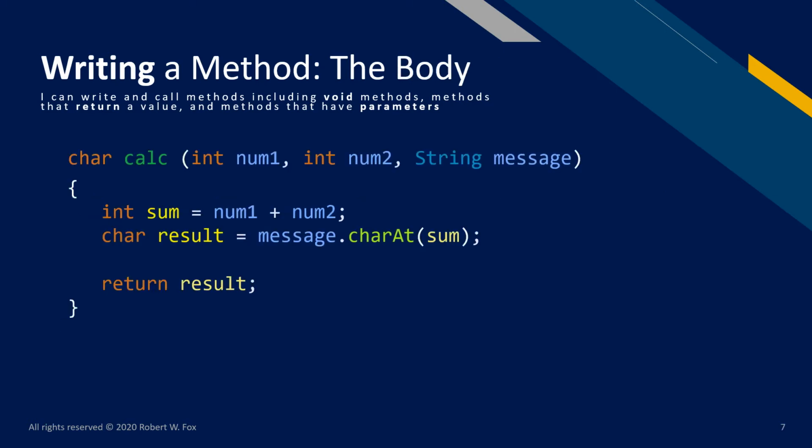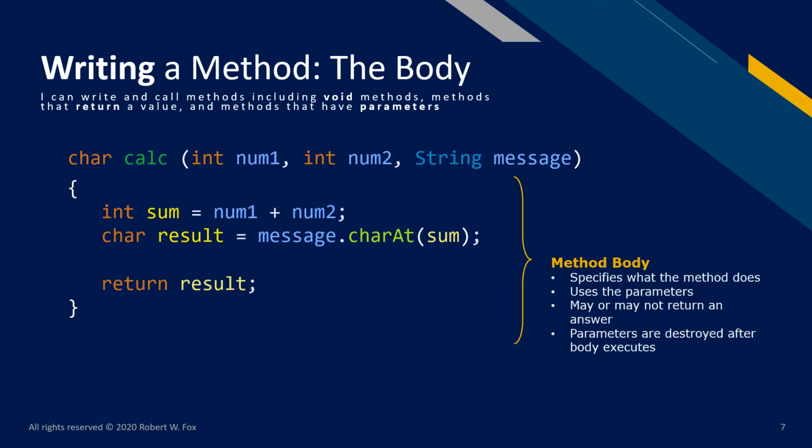Once we've written the method header, the next step is to specify the method body, which goes between a set of curly brackets. The method body specifies the exact job of the method, what it does, and typically we're going to see that it uses the parameters. So if I bothered to send an int and a string to the method, then odds are that somewhere in the method we're going to see those parameters used for something.